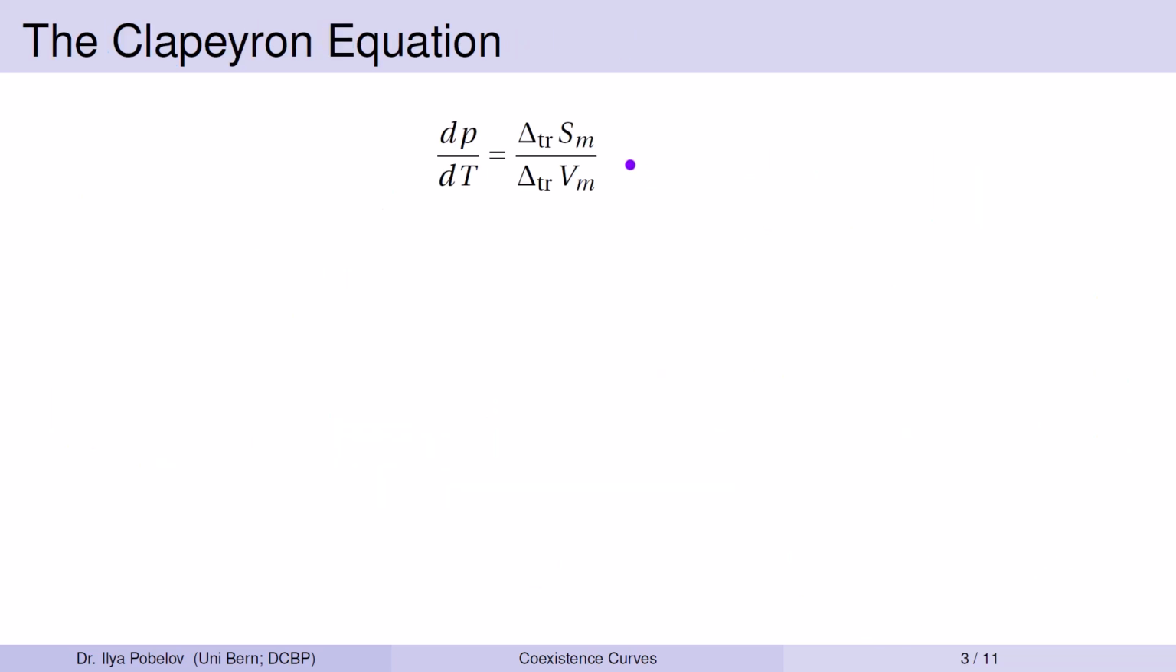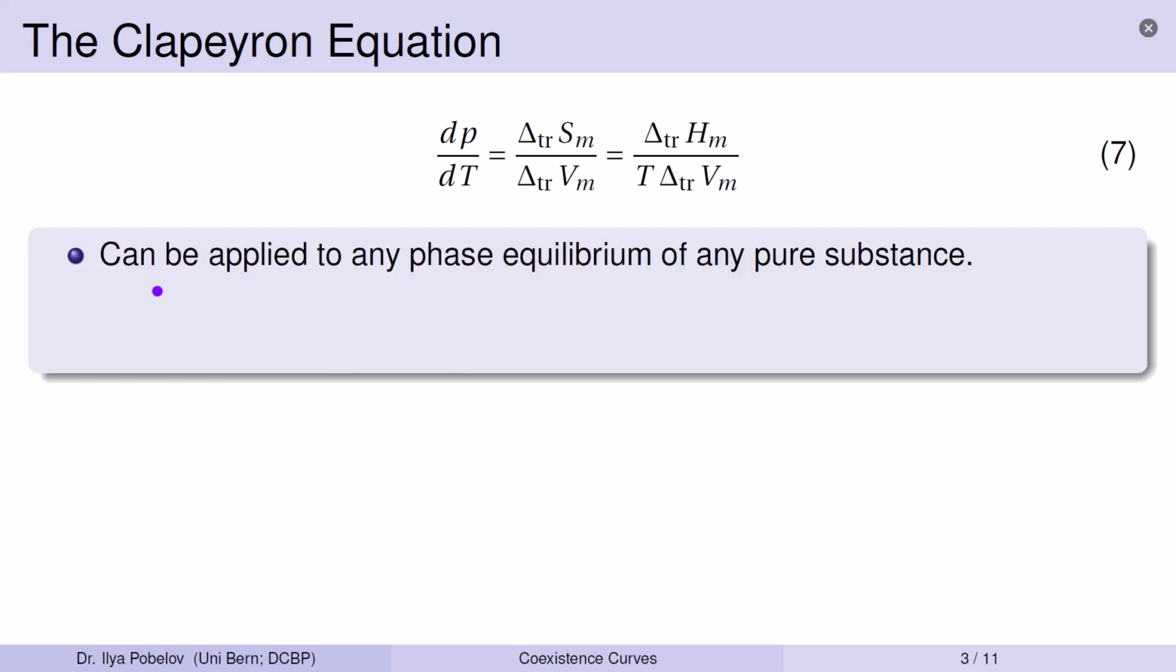The Clapeyron equation is shown again here. An equivalent formulation of dP by dT being equal to the difference of molar enthalpy between two phases divided by temperature times the difference in molar volume is also often used. The Clapeyron equation can be applied to any phase equilibrium of any pure substance. The primary role of the Clapeyron equation is to determine the slope of a coexistence curve.